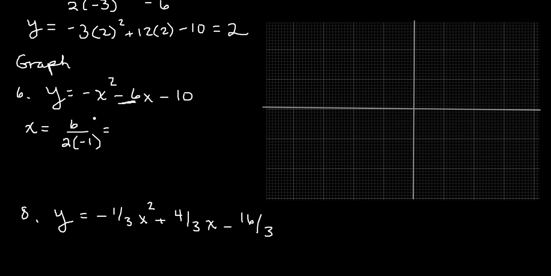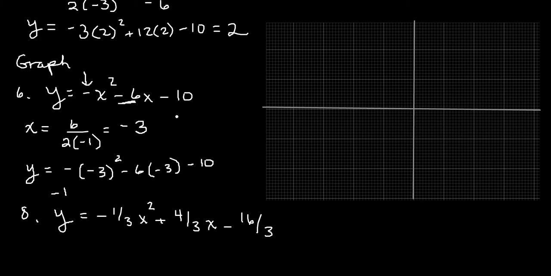It's going to be a sad parabola, right? We see that because we have the negative. So we're going to get 6 over negative 2, which is negative 3, as the x-coordinate, and then we put that in. So we get negative 3 squared minus 6 times negative 3 minus 10. You can use your calculators if you want to do this. And when we put that all in, we get the y-coordinate is negative 1.